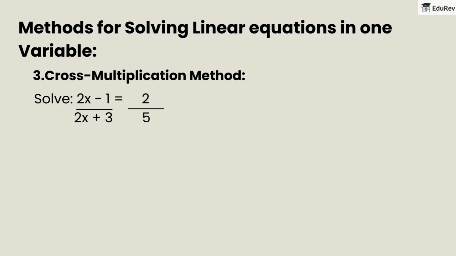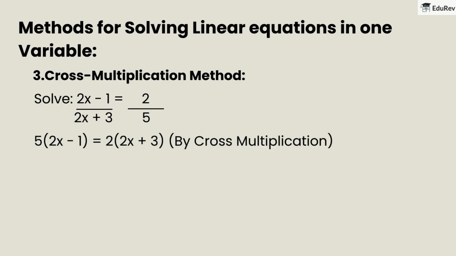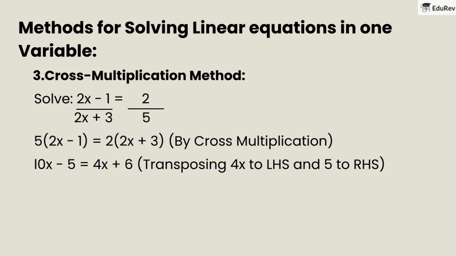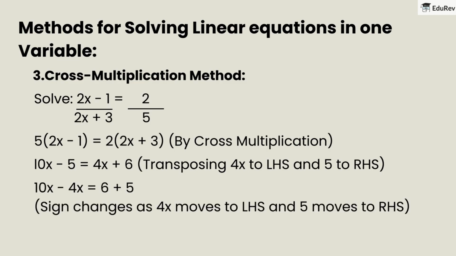For example, if we have a fraction equal to another fraction, we cross-multiply and solve for x. Like if (2x - 1)/(2x + 3) = 2/5, we cross-multiply and it becomes 5 times (2x - 1) equals 2 times (2x + 3). Solving which, we get 10x - 5 = 4x + 6. By transposing 4x to LHS and -5 to RHS, we get 10x - 4x = 6 + 5. The equation becomes 6x = 11. So, x = 11/6.